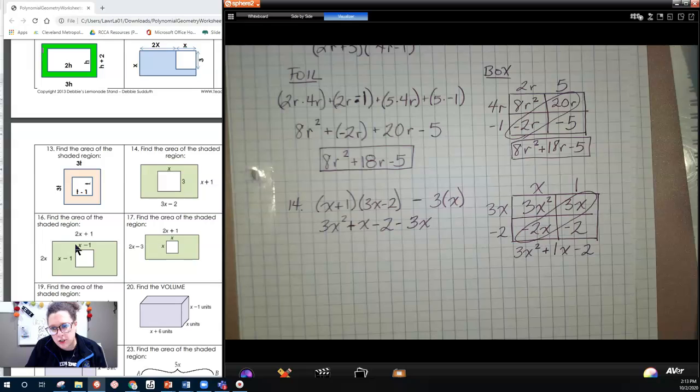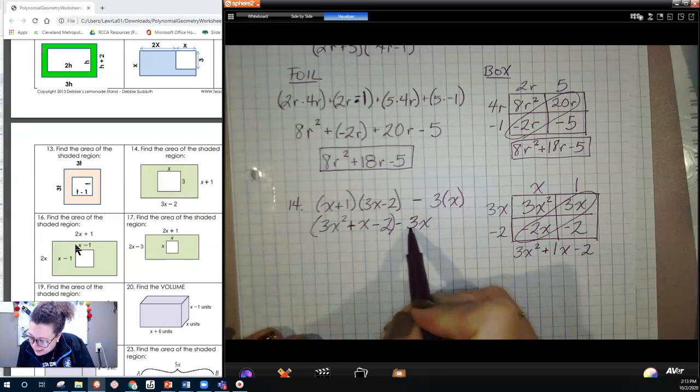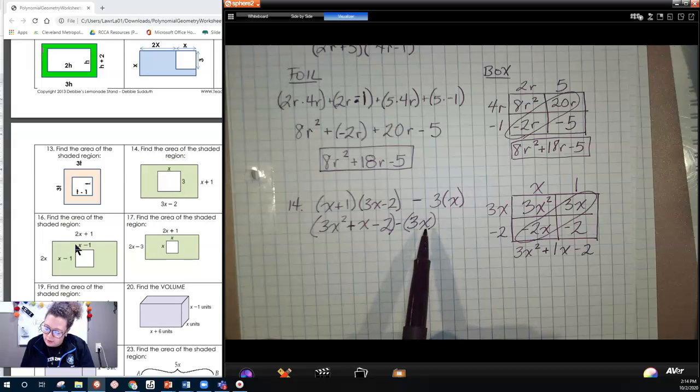So I still don't have the final area. I just have a bunch. I know that this minus this is going to tell me the shaded part. Because remember, this is the area of the shaded part. This is the unshaded part. So I'm going to take this amount away from this amount.